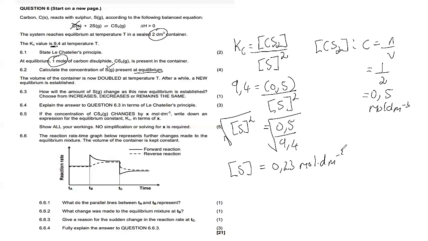Note, we are calculating the concentration, so it has the SI unit. So 0.23 mol per dm³ becomes our concentration for the sulfur gas. So all that for 4 marks.